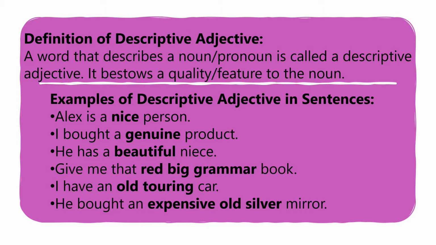Alex is a nice person. I bought a genuine product. He has a beautiful niece. Give me that red big grammar book. I have an old touring car. He bought an expensive old silver mirror.